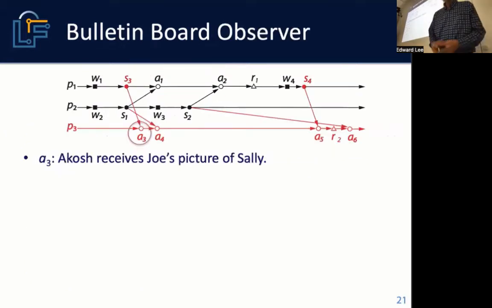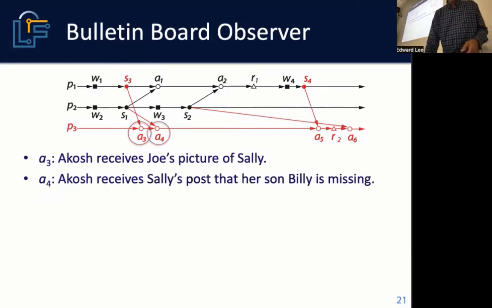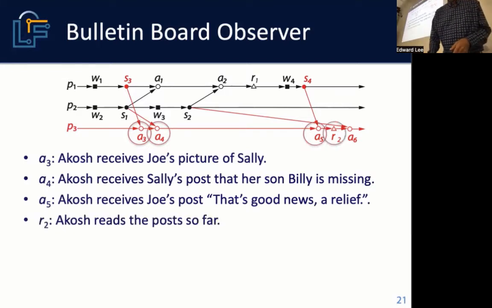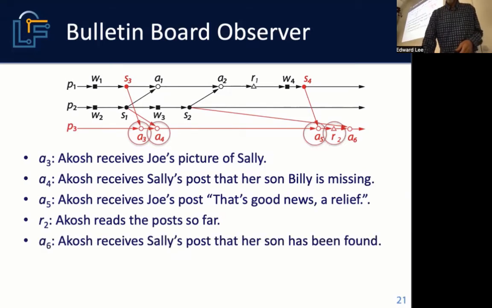What happens if we have another observer? Here, Akosh receives Joe's picture of Sally, receives Sally's post that her son Billy is missing, receives Joe's post that that's good news, a relief. Akosh doesn't think much of Joe now. I mean, why is Joe happy that Sally's son is missing? Akosh only later receives the message that her son has been found. See the problem?